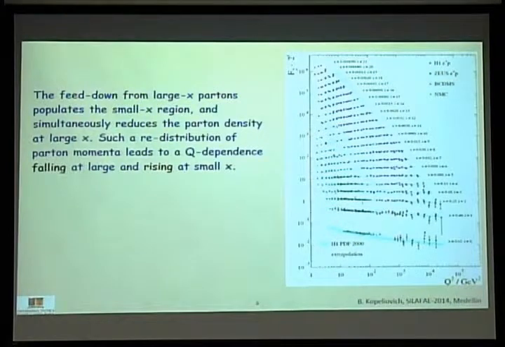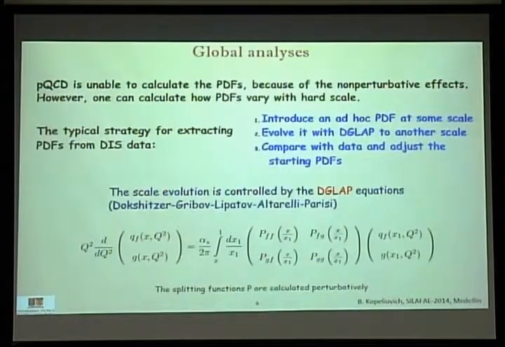Moreover, the curves plotted here are the DGLAP evolution, which describes Q squared evolution, the DGLAP evolution equations, and a couple of examples for quarks and gluons are shown here. So it shows how the parton density changes with variation of the saturation scale.